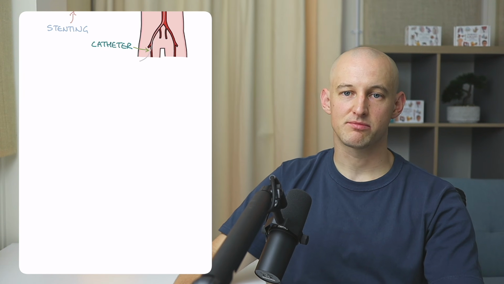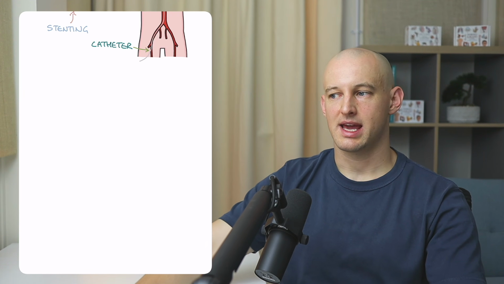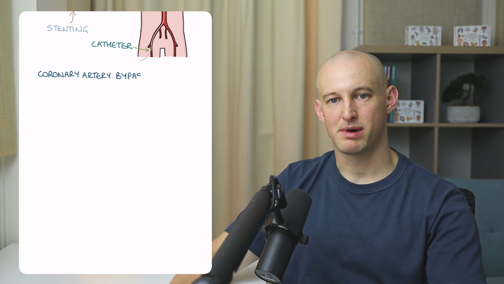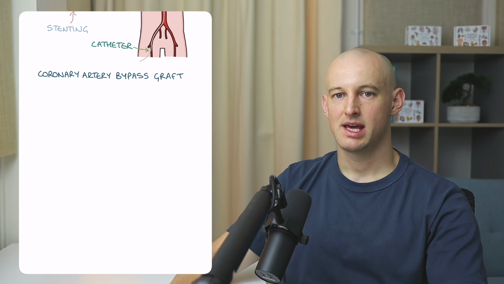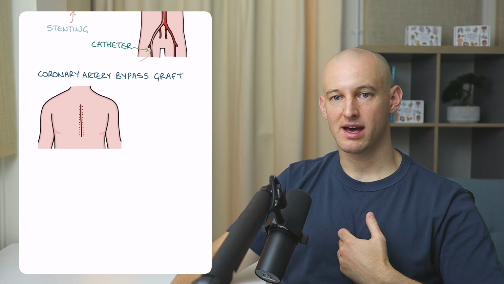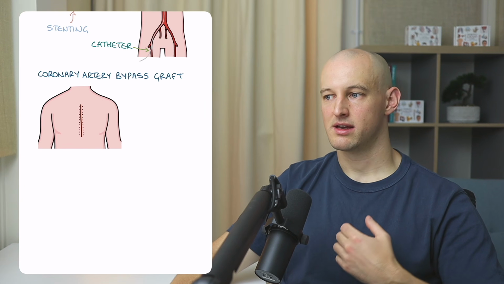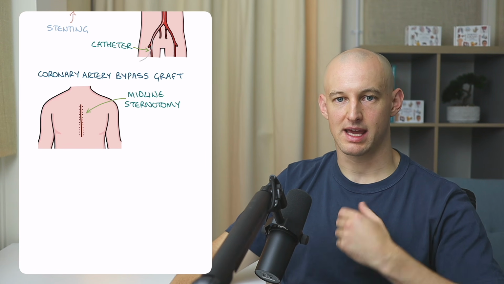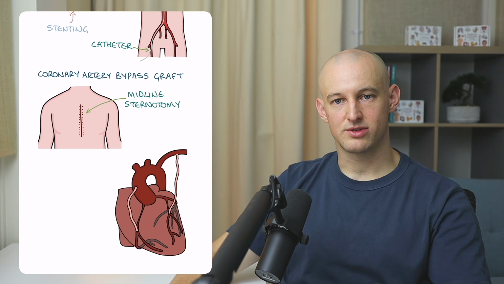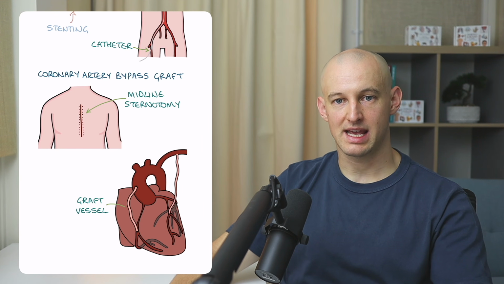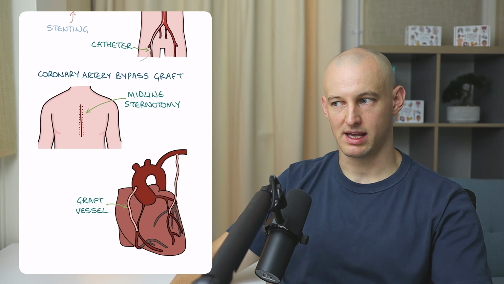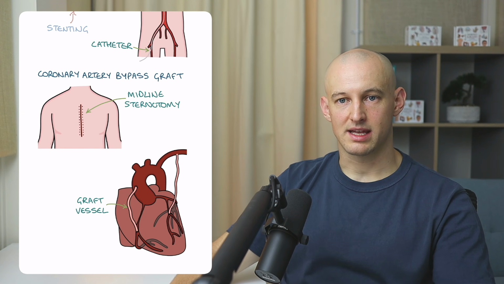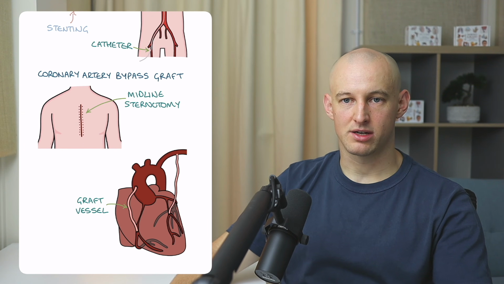The second procedural or surgical option is a coronary artery bypass graft, or CABG. This involves making a big cut down the middle of the chest, which is a midline stenotomy incision, so they'll have a big scar here. The second thing is using a graft vessel, so taking a blood vessel from somewhere else in the body and using it to bypass the coronary arteries.